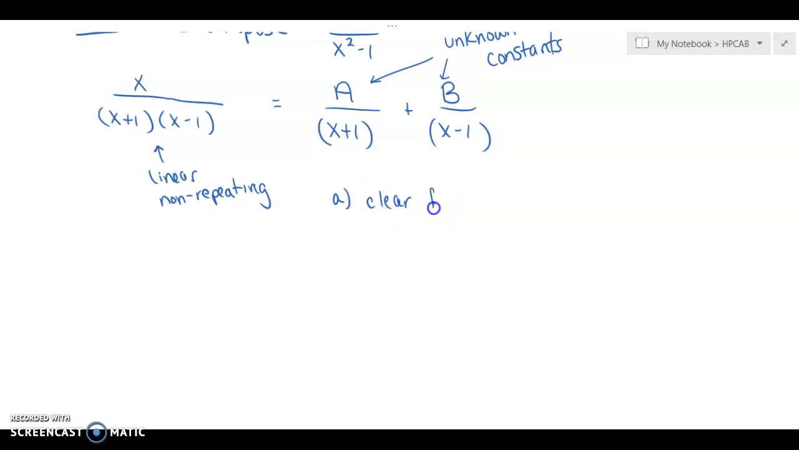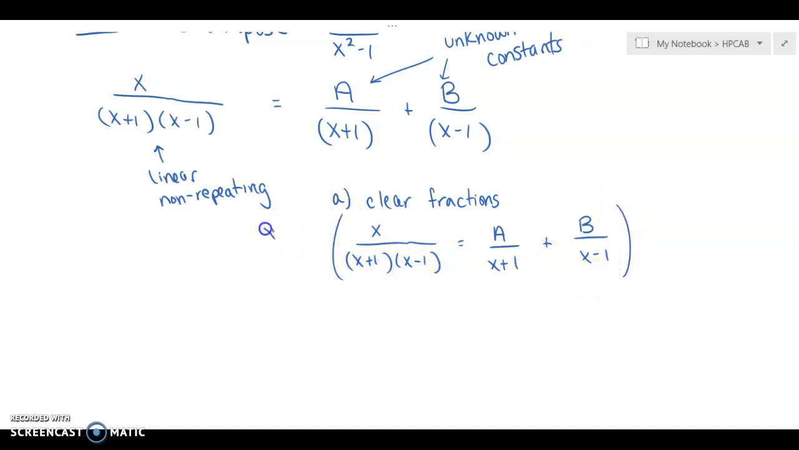Clear the fractions. All right, so we have this, let me rewrite it: x over (x plus 1)(x minus 1) equals a over x plus 1 plus b over x minus 1. And what we're going to do is clear the fractions by multiplying by this denominator here. So we're going to multiply this whole thing by (x plus 1)(x minus 1).